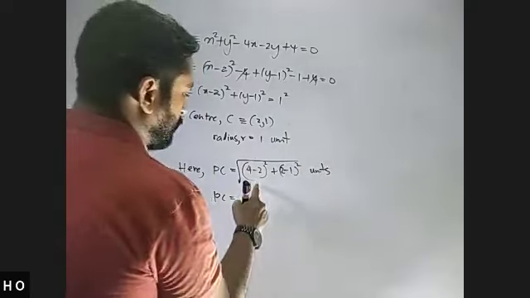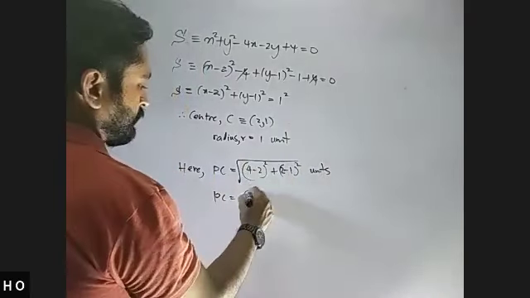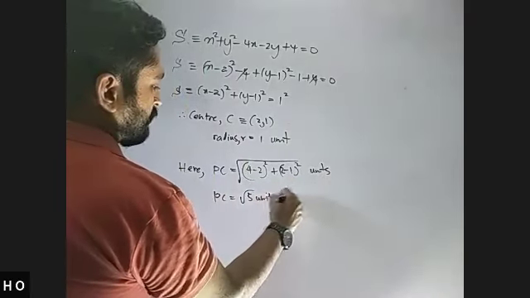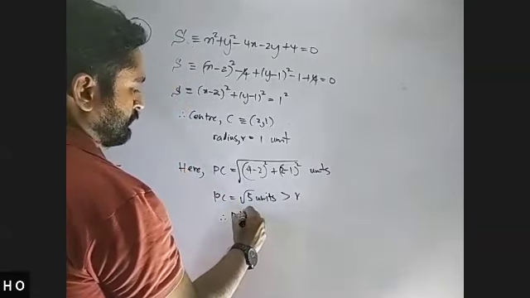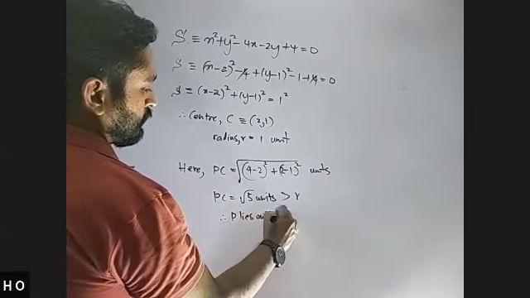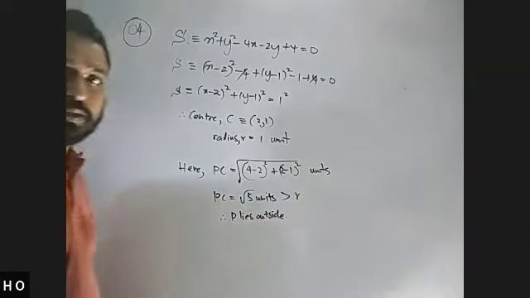So PC is going to be root 5 units, which is greater than the radius. Therefore, P lies outside. P lies outside. Right.